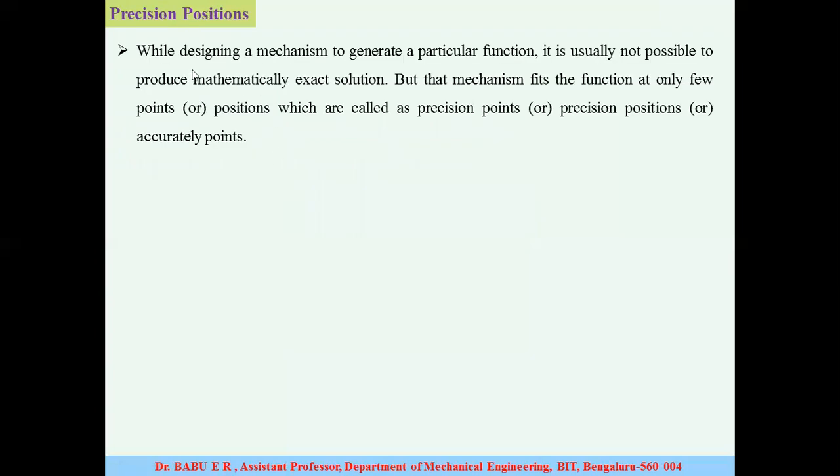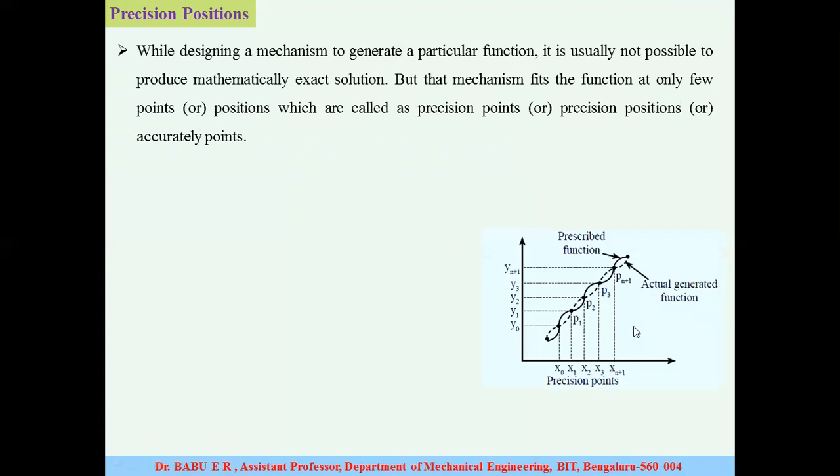The next topic is the precision positions or precision points. While designing a mechanism to generate a particular function, it is usually not possible to produce a mathematically exact solution. The mechanism fits the function at only a few points or positions, which are called the precision points or precision positions, or accurate points.